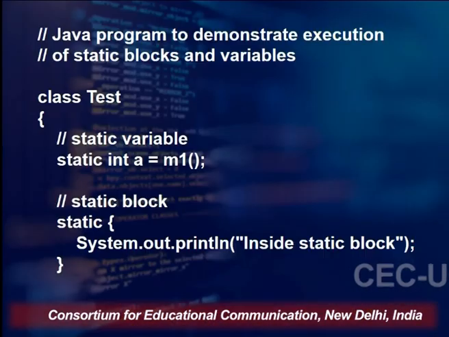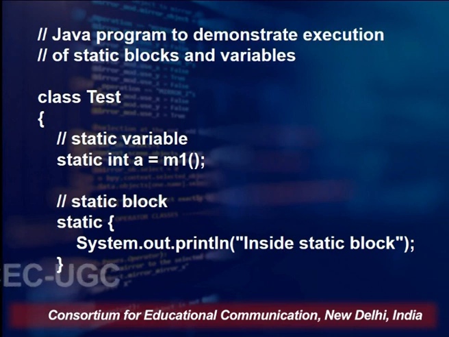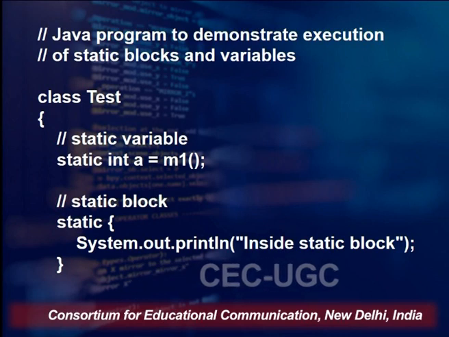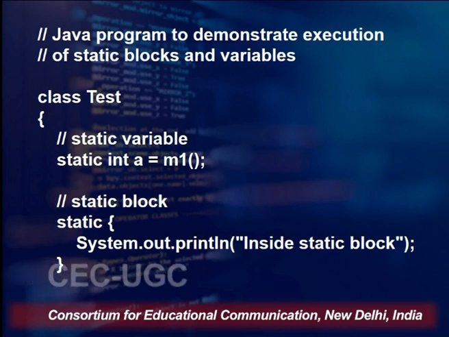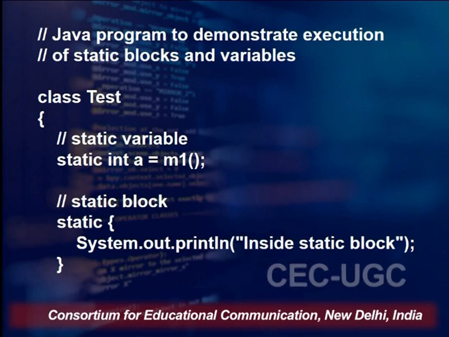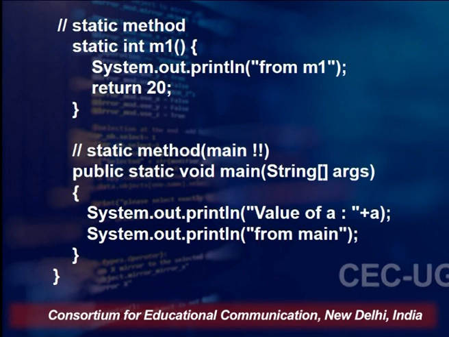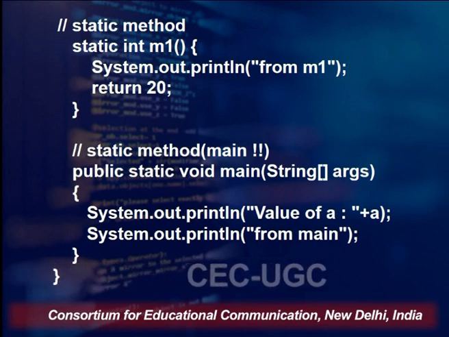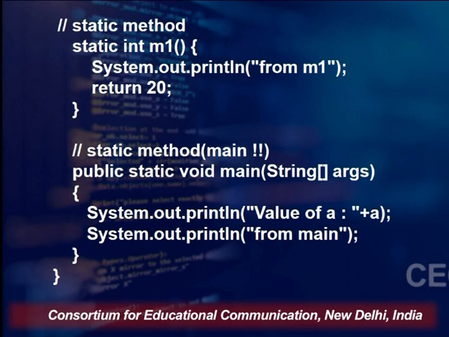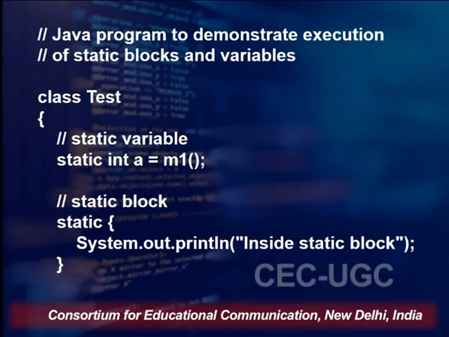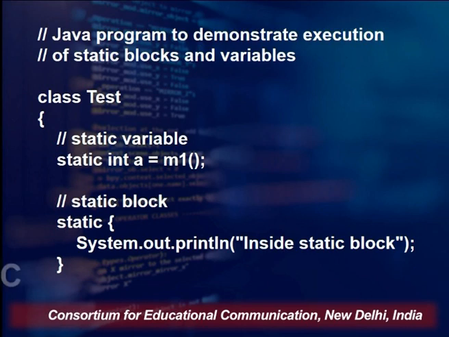So here again we have a static variable. Within the class test we have a static integer a, and this integer a stores the value given by the function m1. Then there is a static block which says inside static block. Then we have a static method m1 which returns an integer, and that is nothing but 20. And then we have one common static function, that is main.